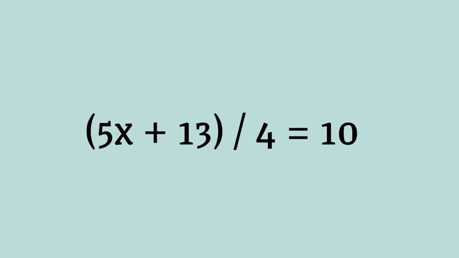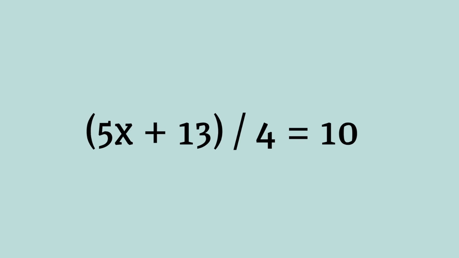Alright, let's have one last problem. If you watched our last video, you saw how we could isolate variables by getting rid of the coefficient and the constant. So, applying GEMDAS, find x if 5x plus 13 divided by 4 is equal to 10.